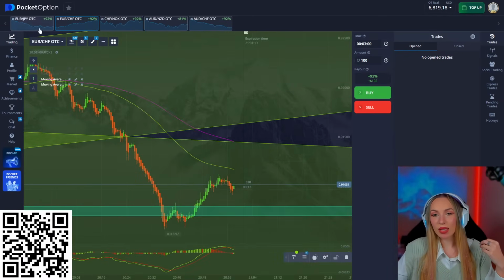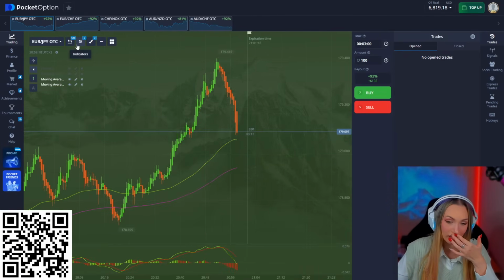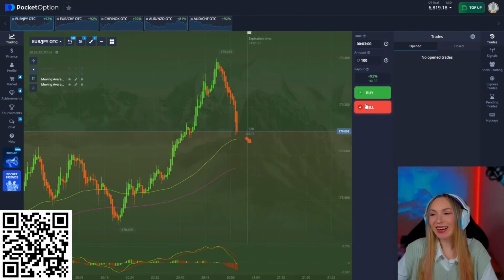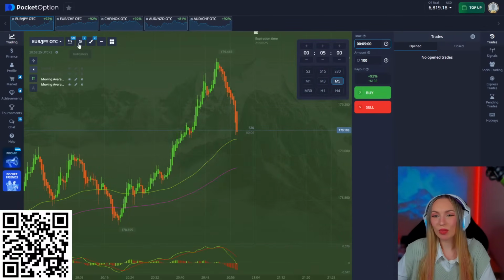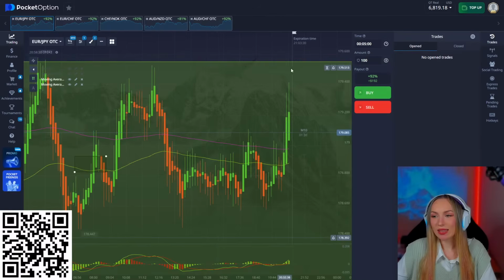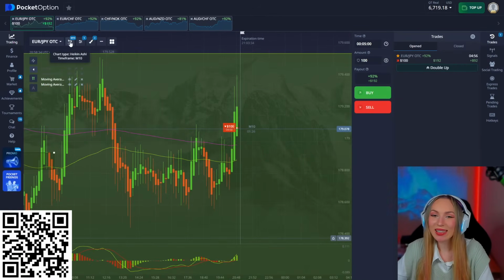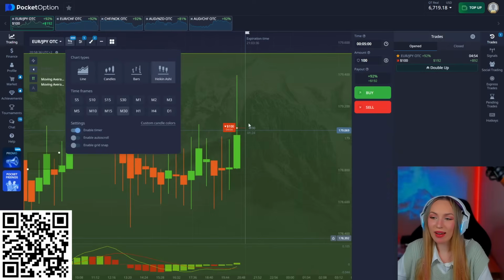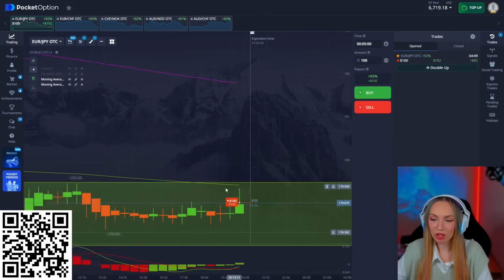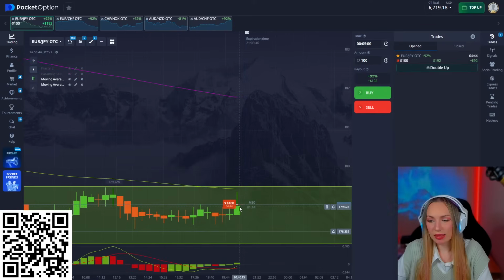I hope that you enjoyed this trading session. I don't think that we have time to open one more trade, even though Euro GPY looks amazingly good. Maybe I would love to open actually here the trade for 5 minutes in the downward direction. Let's go. $100 and 5 minutes in Euro GPY. I'm in here.